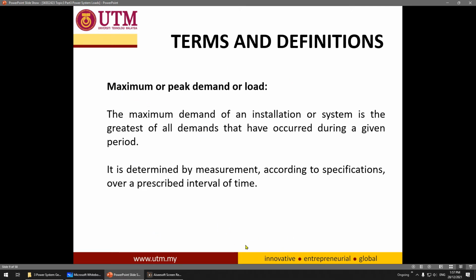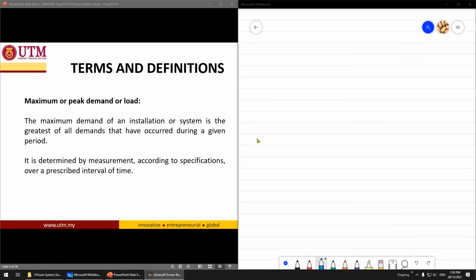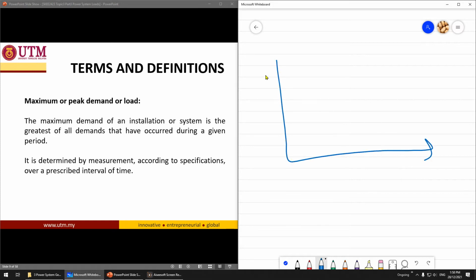So let me open the graph. For example, you have a graph here of demand against time. You have a demand curve something like this, and the peak demand is basically this one. So this is the peak demand.